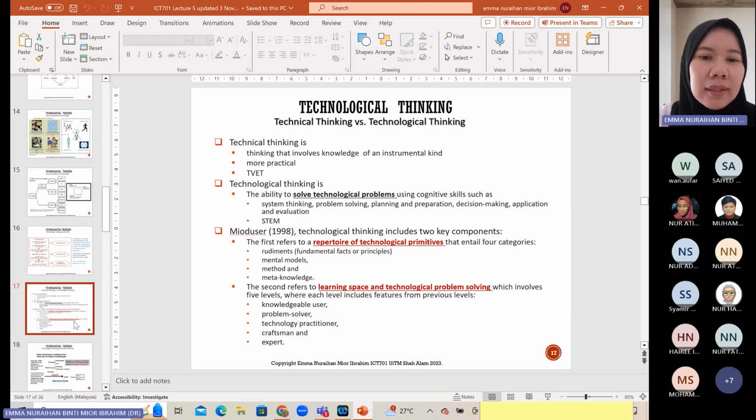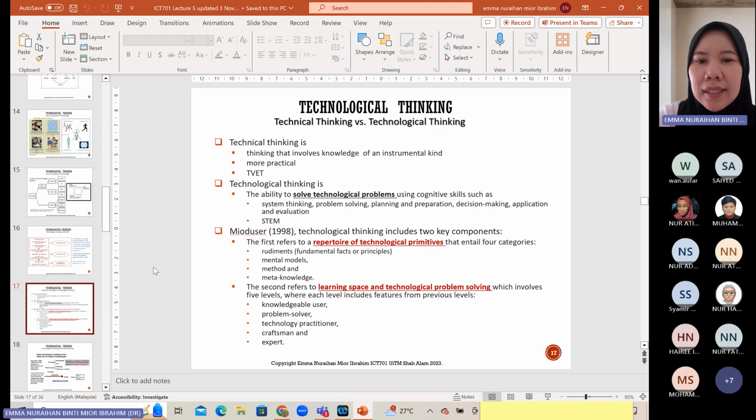Okay? TVET. STEM, technological thinking, STEM. Ni I nak differentiate ya between kandungan dia. Technical, TVET. Kalau technological, STEM. STEM ni kenapa STEM? Okay, science and technology. Sebab dia ada pengetahuan sains, the knowledge, the epistemology of science into the technology. Sebab teknologi ni very vast. You boleh buat instrument, you boleh buat tools, at the same time you boleh come up with a framework, model dan sebagainya. Asas dia adalah sains. Technological problem using cognitive skills, planning, preparation, decision making. Technical skill ni guna tools, instrument, develop tools, instrument sahaja. More practical. Beza ya?